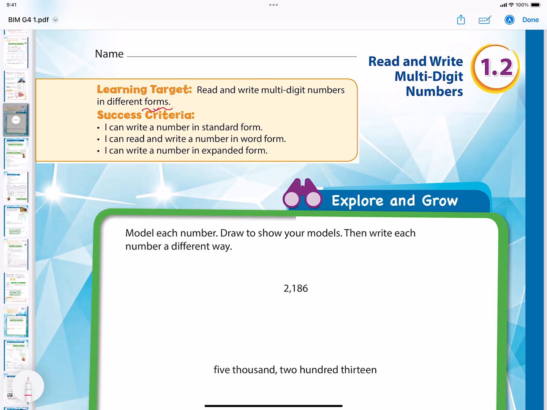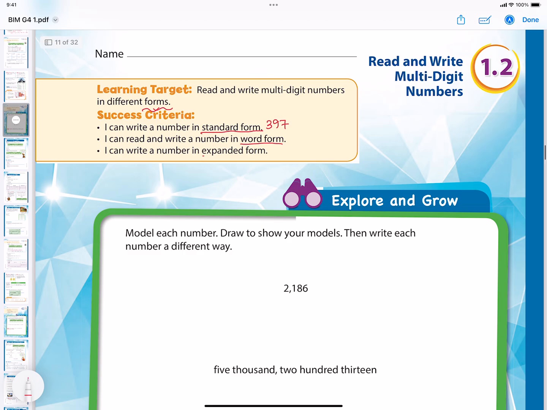So our criteria is that I can write a number in standard form, which is just like the regular numbers we usually see everywhere, like page 397. And in word form, which is when you need to write a check. I think you saw your mom or your dad write a check for the tithes and offerings when they go to church. That's just one simple example for word form.